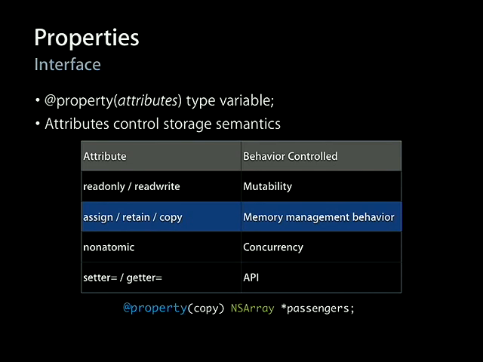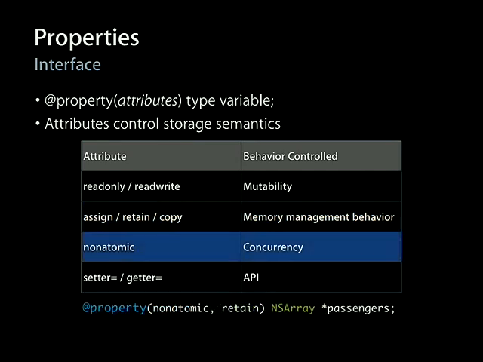Retain is a strong reference in non-GC, it's a retained reference, and a strong reference in GC. Assign is a weak reference in non-GC, meaning it's just an assignment, but a strong reference in GC. And that kind of gets back to the delegate pattern in the AppKit, and I'm not going to go into detail on it. This is something you can find out a lot more information about in the advanced Objective-C session.